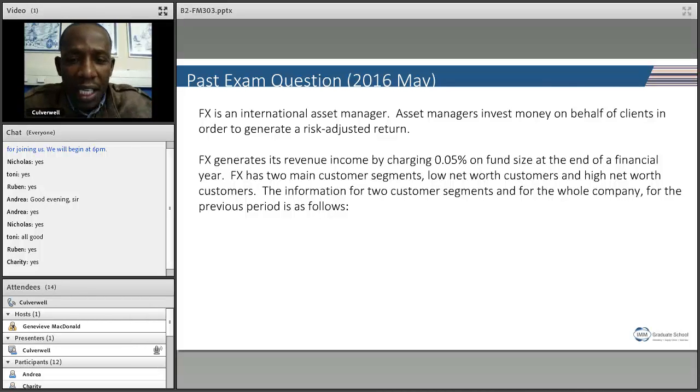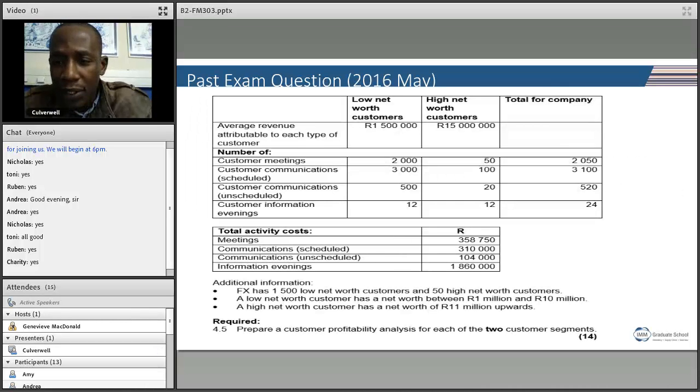It says FX is an international asset manager, and what asset managers do is invest money on behalf of clients in order to generate a risk-adjusted return. FX generates its revenue income by charging 0.05% on fund size at the end of a financial year. FX has two main customer segments: the low net worth customers and high net worth customers. The information for the two customer segments and for the whole company for the previous period is given as follows.